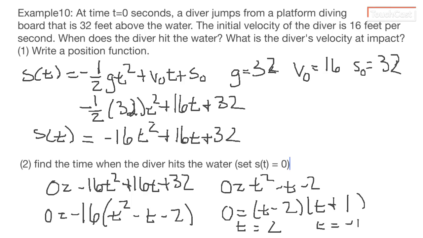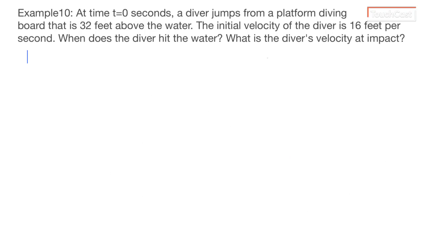But only one of these actually makes sense. We can't have negative time. So that means the time is going to be 2 seconds, since we can't have negative time. There is one last thing we need to do. The absolute last thing we're going to do is find v of t by taking the derivative of s of t, and then finding v of 2.